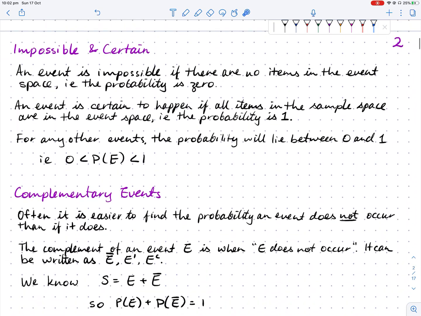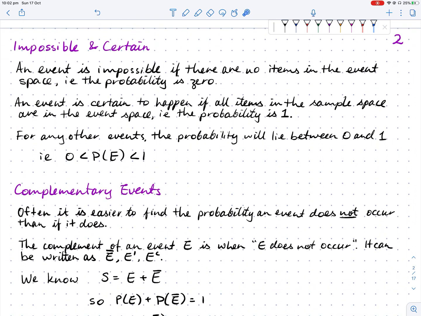Other words that we do see a fair bit of are impossible and certain. If an event is impossible, then the probability is equal to 0. Okay, so that means it's never going to happen. It's like if I have a bag full of red marbles and blue marbles and I want to pick a green marble. Well, it's never going to happen. So then the probability is equal to 0.